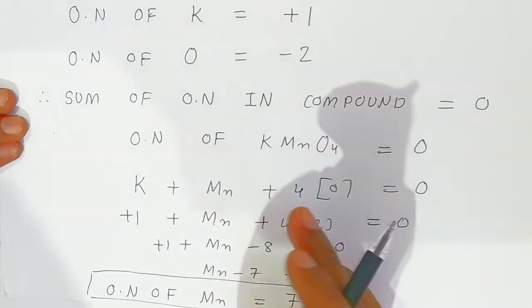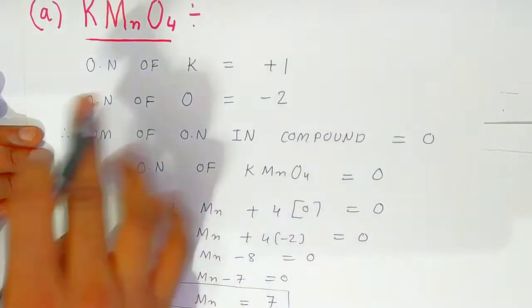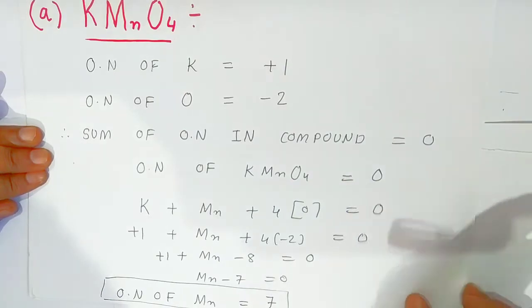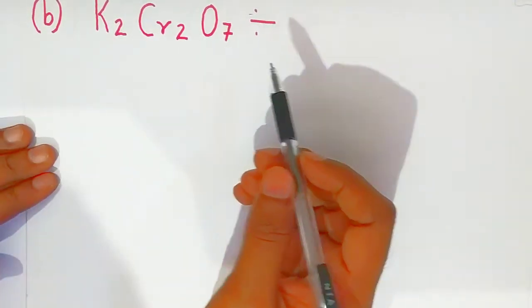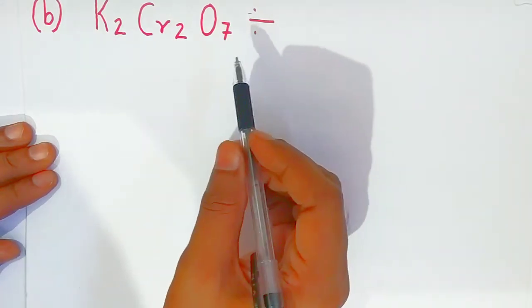Sometimes they ask in examination, find the oxidation number of manganese in KMnO4. So this way we can calculate. Now we are going to see the second compound, students, that is K2Cr2O7. Here also, students, the same method we are following.